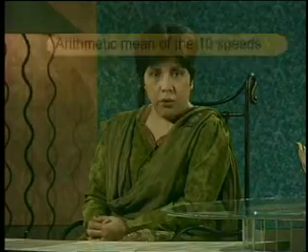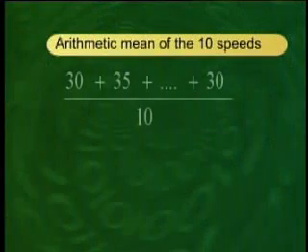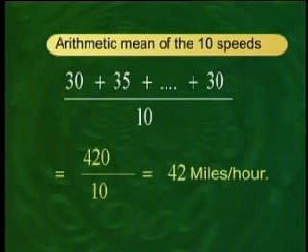Once again, the first thought that comes to mind is that if we want the average speed, we should simply find the arithmetic mean of the 10 speeds that we have. So if we do that, we obtain 30 plus 35 plus so on up to 30, divided by 10, and that is equal to 42 miles per hour.